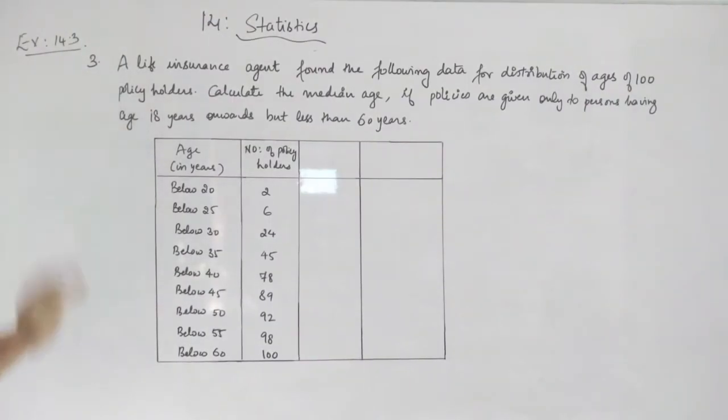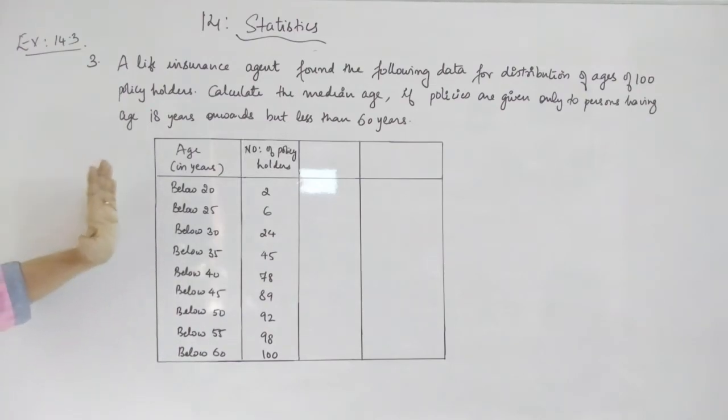Question number 3 is: a life insurance agent found the following data for the distribution of ages of 100 policyholders. Calculate the median age if the policies are given only to persons having 18 years onwards but less than 60 years. Okay, so you have to find out the median age, meaning the median.